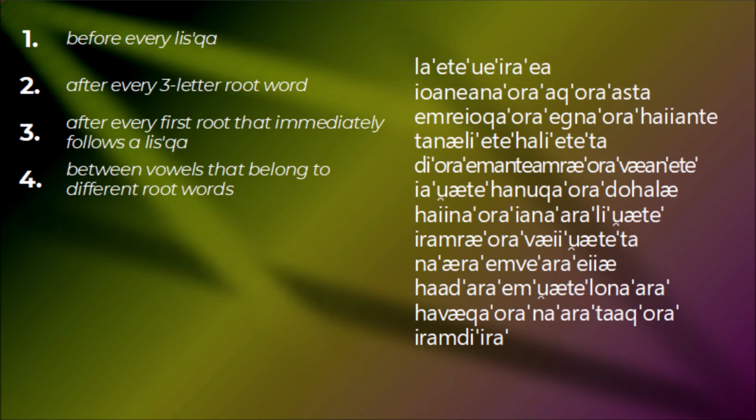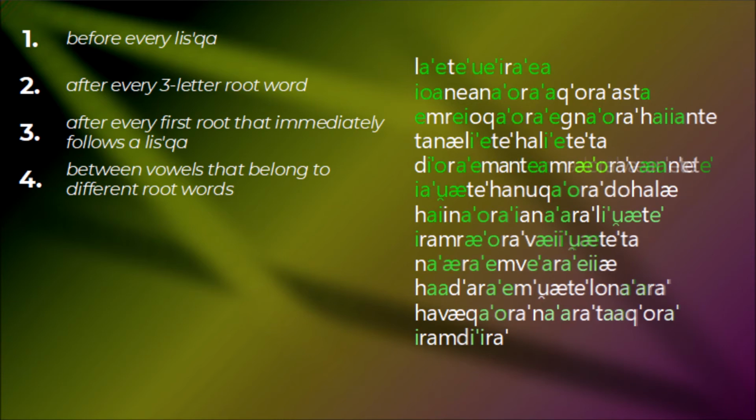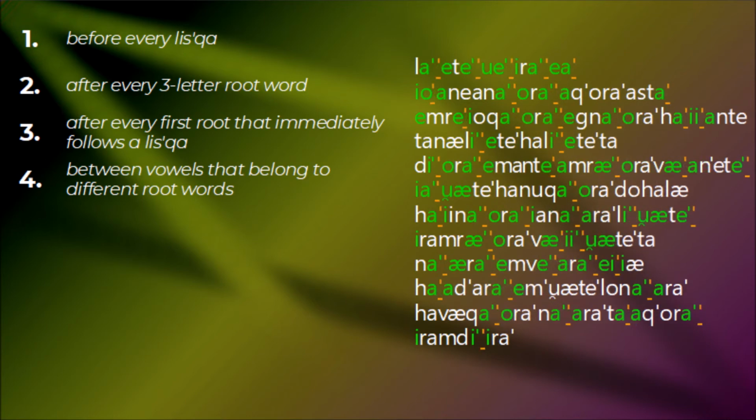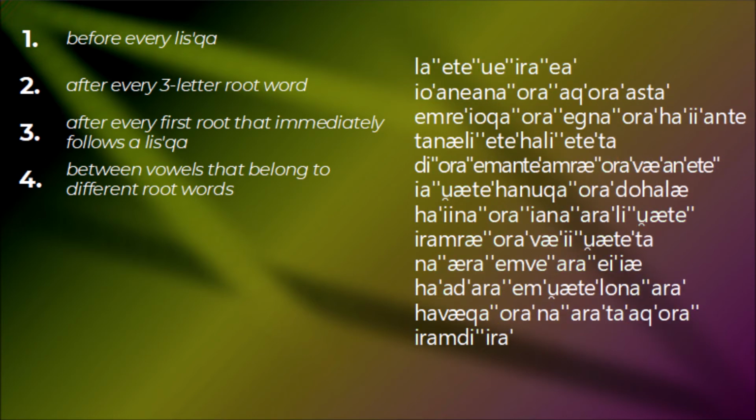Finally, an apostrophe is placed between all vowels that belong to different root words. These are considered to be clashing vowels, and the apostrophe is there to ensure that you don't read them as a diphthong. So we'll mark all of the instances we find in the prayer and put an apostrophe there as well. There we go. That's it for the apostrophe rules, but we're not there yet.